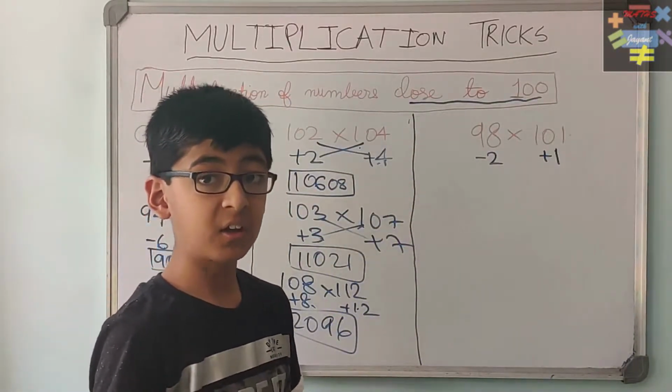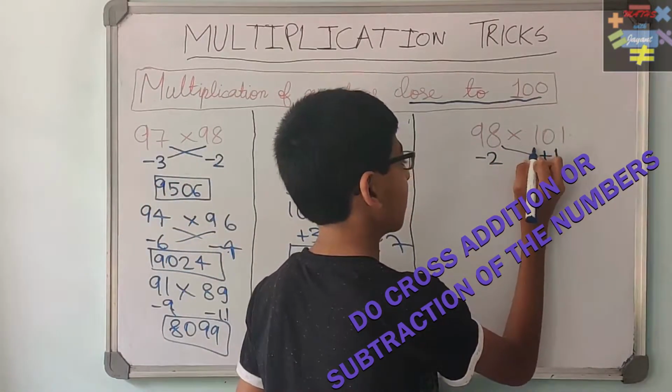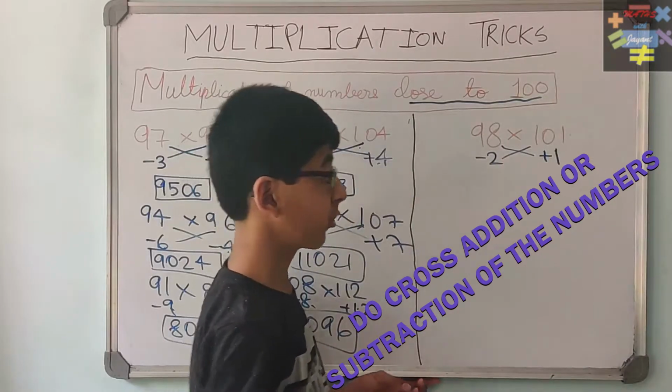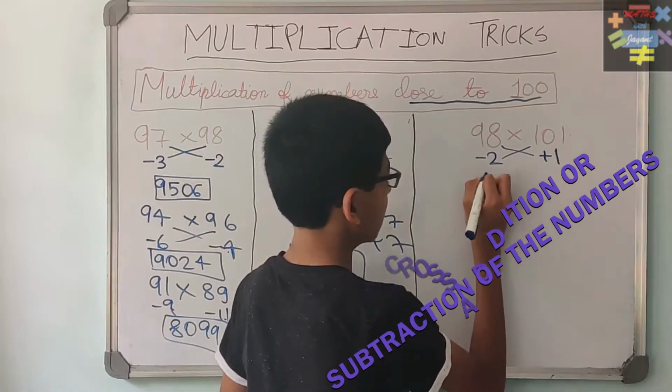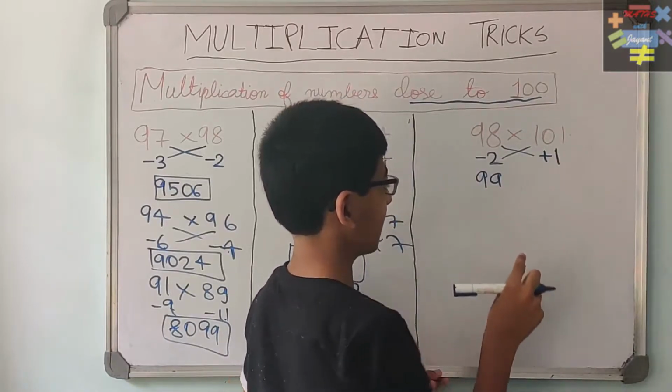Second step, again we have to do cross addition or subtraction. 98 plus 1 gives us 99. 101 minus 2 also gives us 99. You can do whichever is simpler for you. Like this we got an answer as 99.